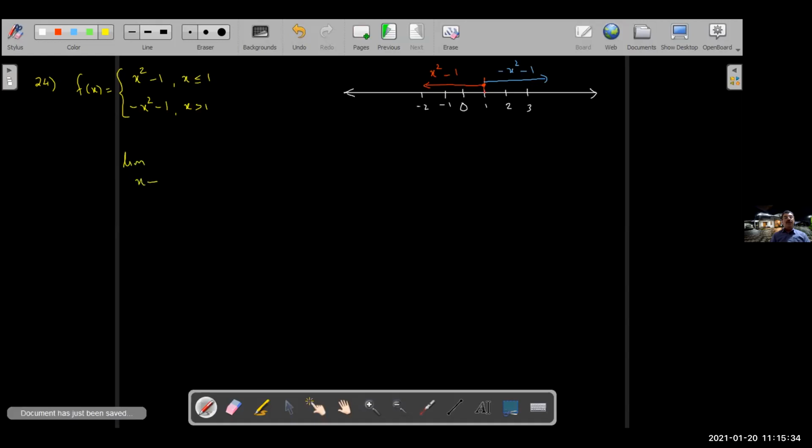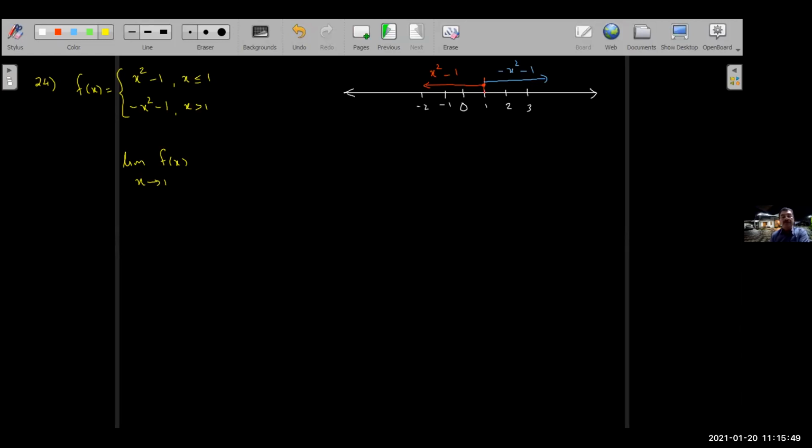The question is to find the limit as x tends to 1 of f(x). Again, the first thing to be thought is, do we need to find LHL and RHL? Yes. Why do we have to find LHL and RHL? Because 1 is a partition point. Towards left of 1 and right of 1, we can see the function is different.